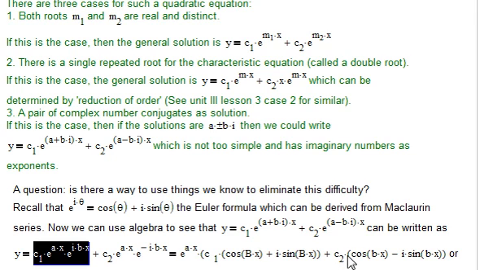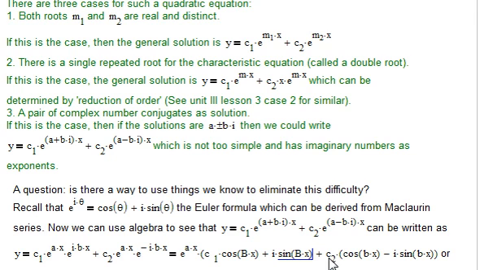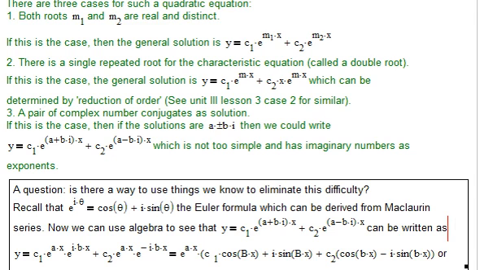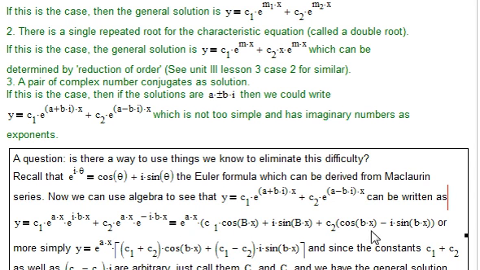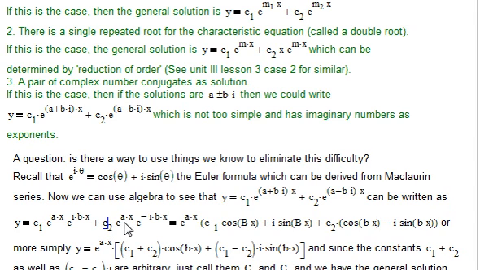c2 times, I need to be careful about all my parentheses. I just had a parenthesis in the wrong spot there. So this e to the ax has already been factored out, and then I have c2 times e to the negative ibx, which is here. Or, more simply, y equals e to the ax times c1 plus c2 times cosine of bx.